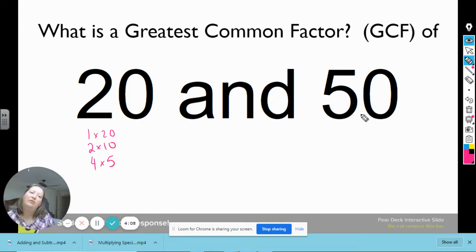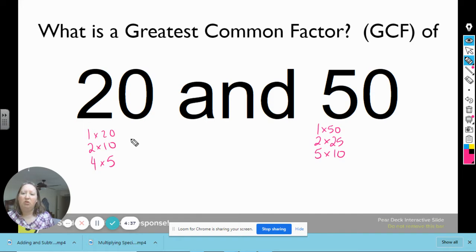Okay, so now with 50, we got 1 times 50. Now let's divide it by 2. So 50 divided by 2 is 25. 2 times 25, that's like a little math family. I think that's what you call them. Okay, can't divide by 3. What about 4? No. What about 5? Yes. 5 and 10. 6, no. 7, no. 8, no. Okay, so we've got our list.